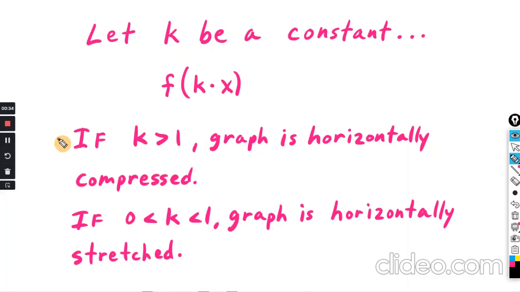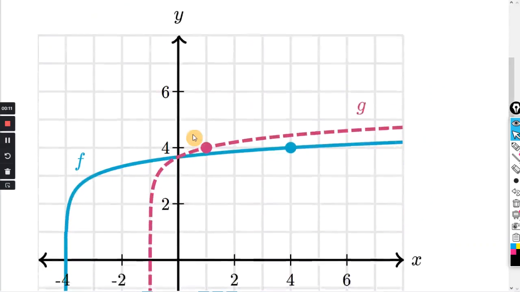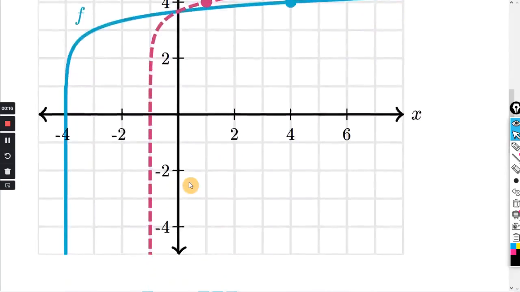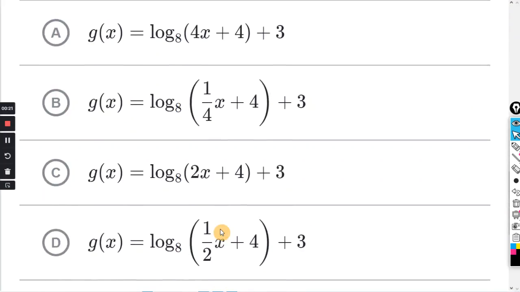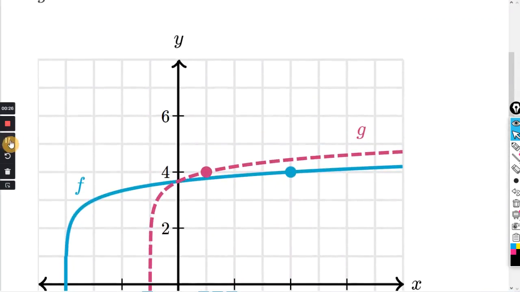All right, I don't think we're going to get into negative versions of k, so I just use those two cases alone. It says f of x equals log base 8 of x plus 4 plus 3. And g is a horizontally scaled version of f. F is solid and g is dashed. We can see f here in blue and g is the dashed line in pink. What is the equation of g? I'm going to try to get my answer before I choose the multiple choices.